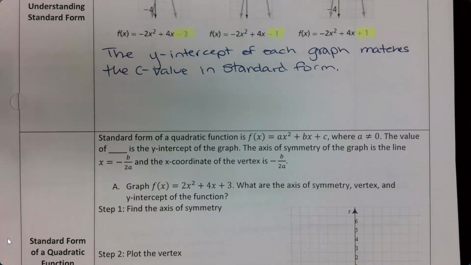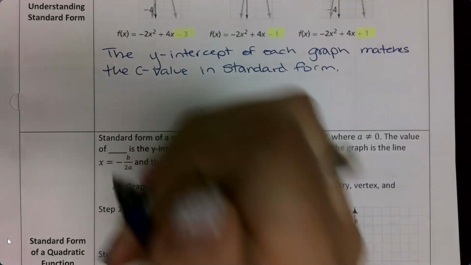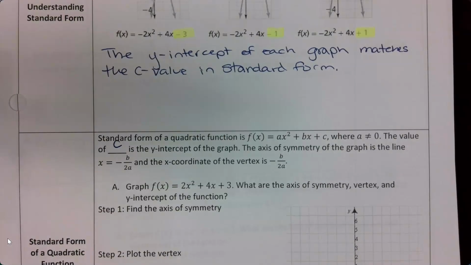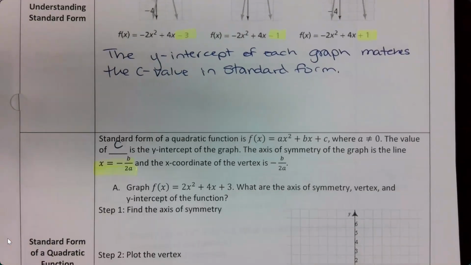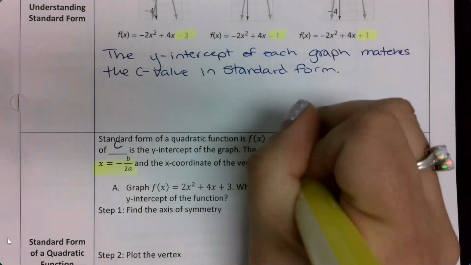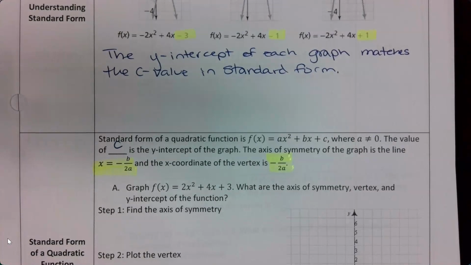Okay, so standard form of a quadratic function is f of x equals ax squared plus bx plus c, where my a value is not 0, and c is the y-intercept of the graph. The axis of symmetry, so that line that our graph reflects over to mirror over itself, is going to be x equals -b over 2a. And then that also means that our x-coordinate of our vertex is also going to be -b over 2a.